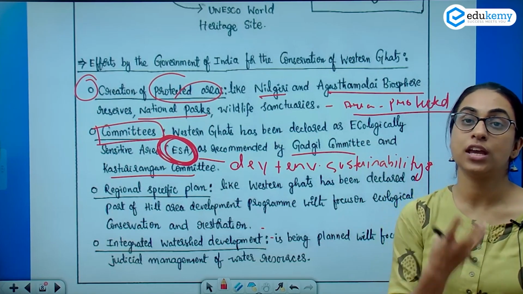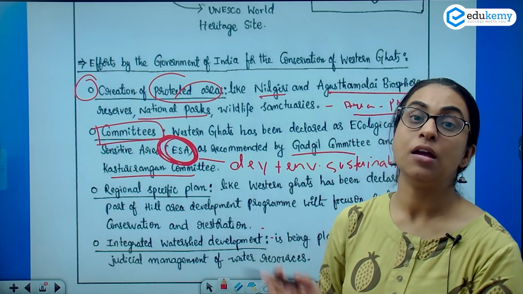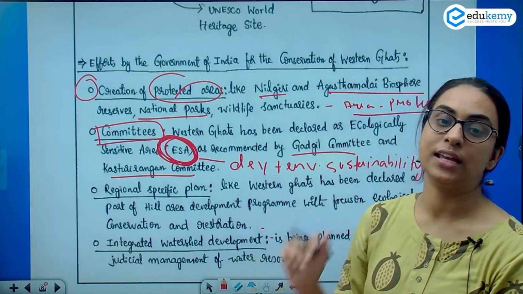So this is the second strategy. What is the first strategy? Protect as much as you can. That is the first strategy of the Government of India. Second, balance the economic needs as well as the environment.